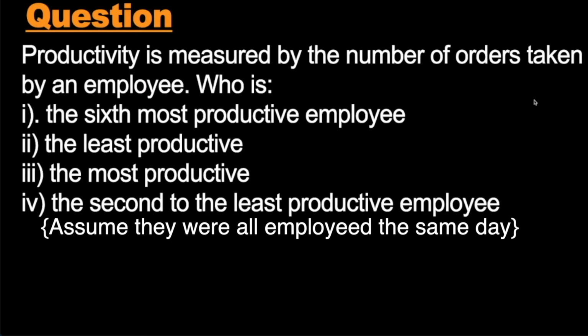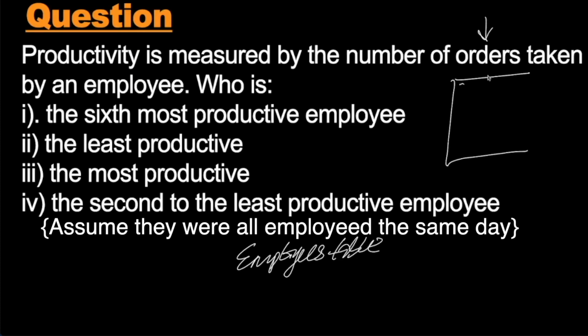Where are we going to get this information? The name is needed. So the name will come from what? Employees table. The number of orders taken by employees, you can only find that in what? In the orders table. So how do you know orders taken by each employee? You can only know that by counting the number of what?